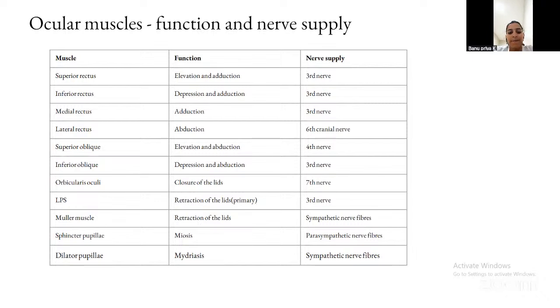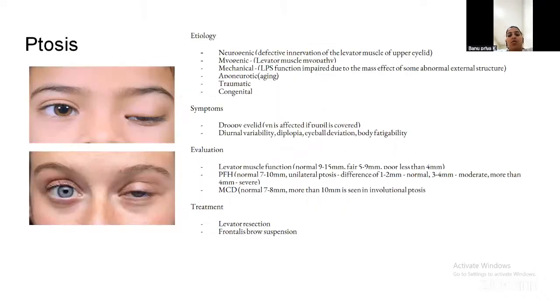So next slide. Ptosis is nothing but drooping of the eyelid. It could be because of various reasons. Neurogenic, because of levator muscle disinnervation, and myogenic, levator muscle myopathy. It could be mechanical, because of a lesion present over the lid. Aponeurotic is something like aging. Traumatic ptosis will also be there.